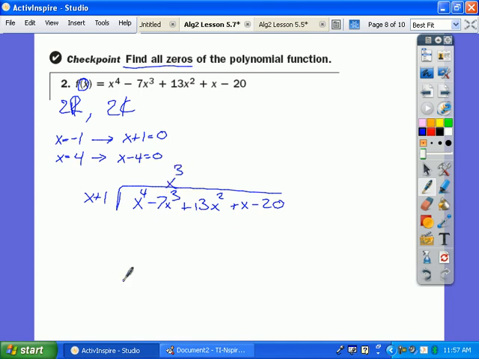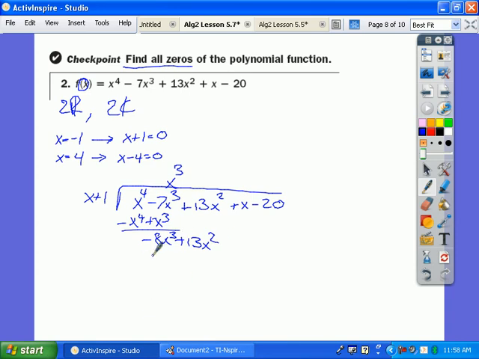By the way, please remember, you must have every single one of these columns. If for some reason one of these columns isn't there, you need to leave a space for it with a 0 and then the value. x cubed times x is x to the 4th, x cubed times 1 is x cubed. Subtract, change the signs, bring down the 13x squared.